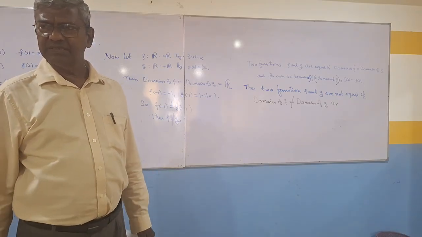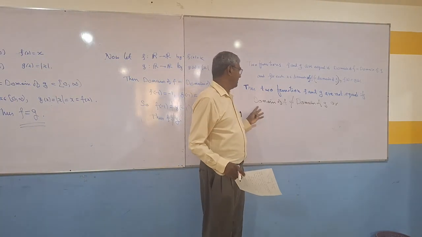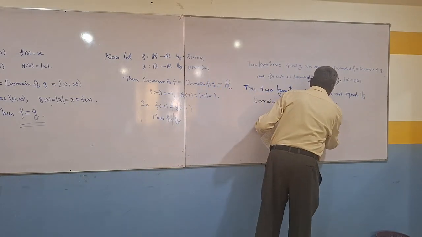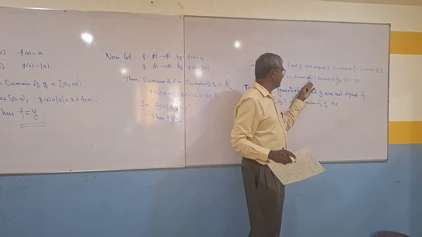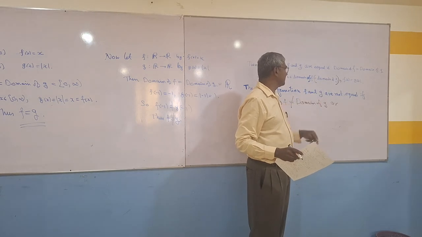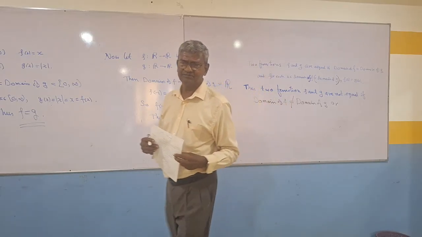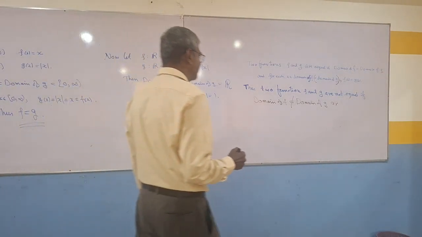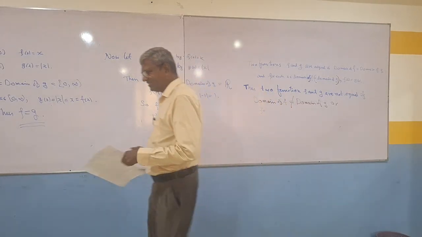Can I repeat the answer? I will repeat what he said. He says the two functions f and g are not equal if the domain of f is not equal to the domain of g, or for each x belongs to the domain of f, within parentheses equal to domain of g, f(x) not equal to g(x). He said for each, right? Yes. It should be for some x belongs to the domain of f, equal to domain of g, f(x) not equal to g(x).